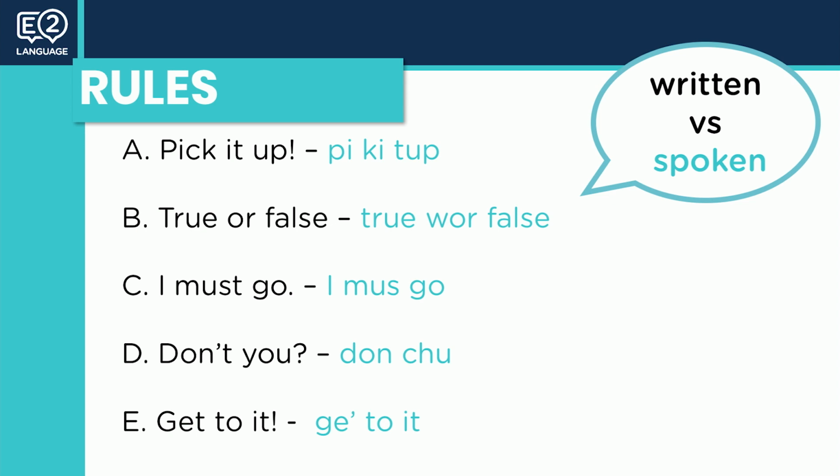When I write don't you, I write it like don't you, but I never say don't you, I say don't you. And for get to it, I never say that, I say get to it. So what's going on here? Let's take a closer look at these rules.